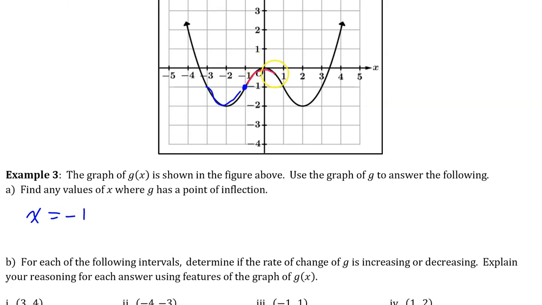But then it switches again at some point, and again I'm going to estimate and say that it switches from concave down back to concave up right about x equals 1.